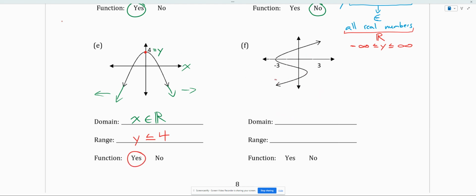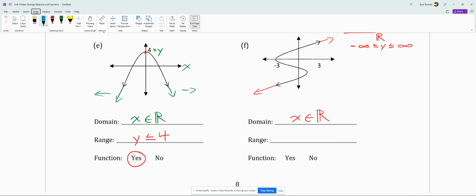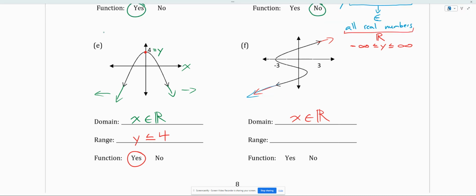Next, we have a domain that goes forever in this direction, forever in this direction. So x has no boundaries, no restrictions. So x is an element of all real numbers. Likewise, if we take a look at the y, it also continues down forever and up forever. These threes are not significant in this question whatsoever. The y has no limitations. It also is an element of all real numbers, but this is not a function because if we look at the y-axis here, it does cross at 3 different points, so definitely not a function.